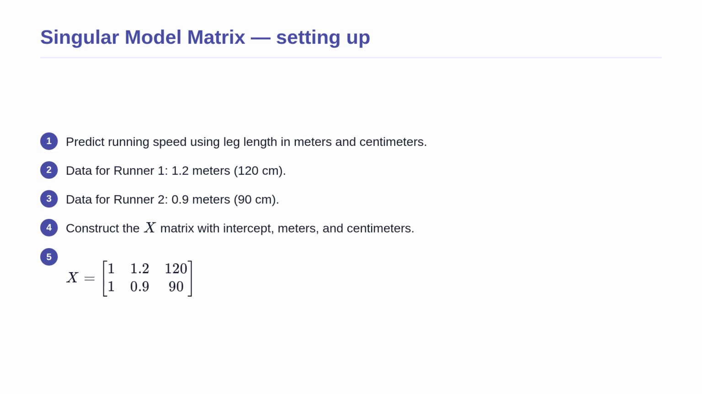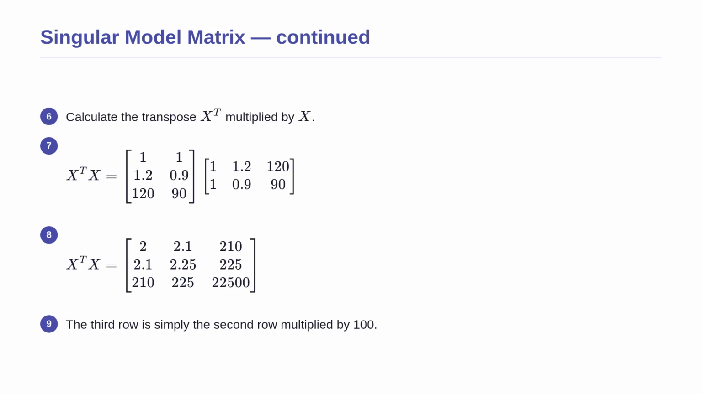We build the X matrix using a column of ones for the intercept, a column for meters, and a column for centimeters. Notice that since 1 meter is exactly 100 centimeters, the third column is just the second column multiplied by 100. Now, let us calculate the transpose multiplied by the original matrix. We compute the 3 by 3 summary matrix.